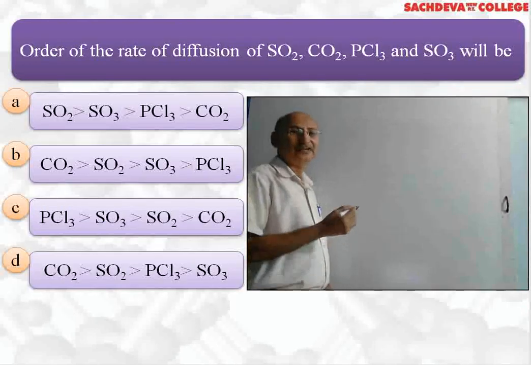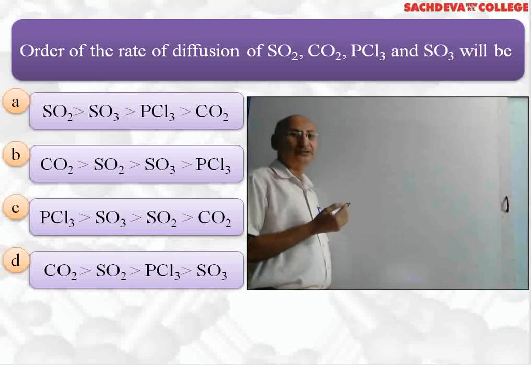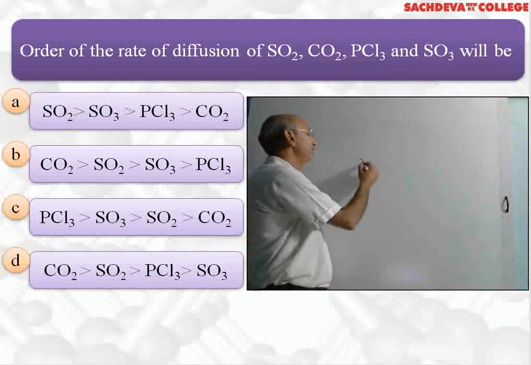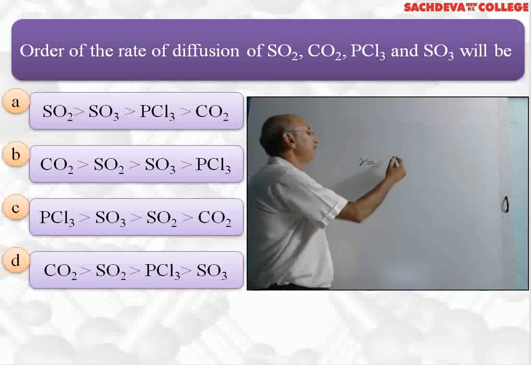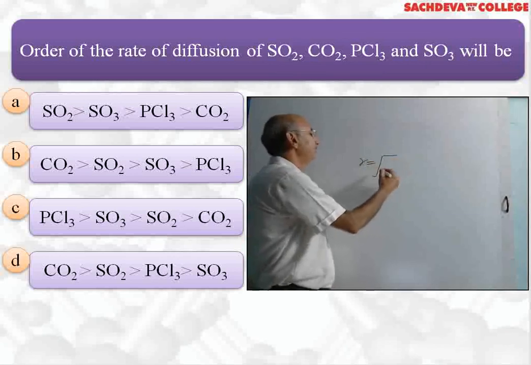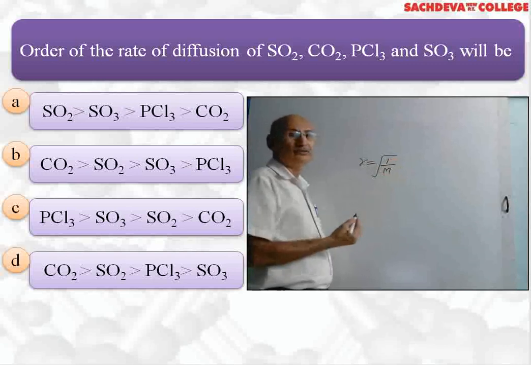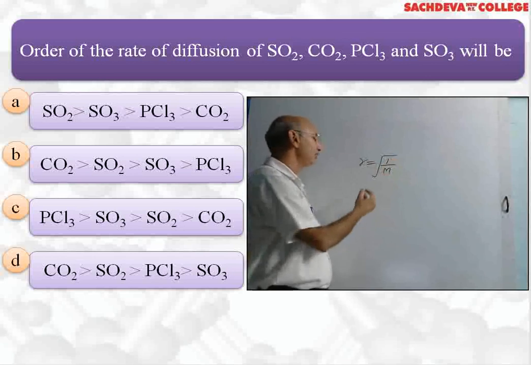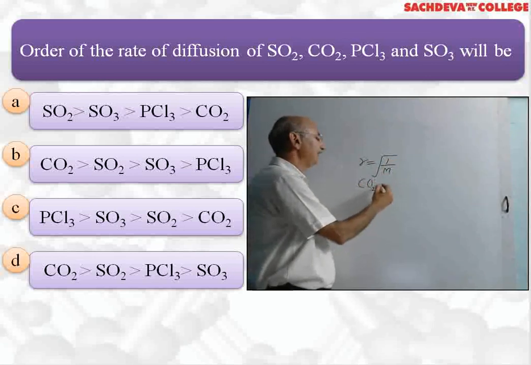Let's take up this question. Order of rate of diffusion of sulfur dioxide, carbon dioxide, PCl3 and SO3 will be. Now for this question we have to use Graham's law of diffusion, which is rate of diffusion of a gas is inversely proportional to molecular weight. Means the gas which has lowest molecular weight will diffuse fastest.